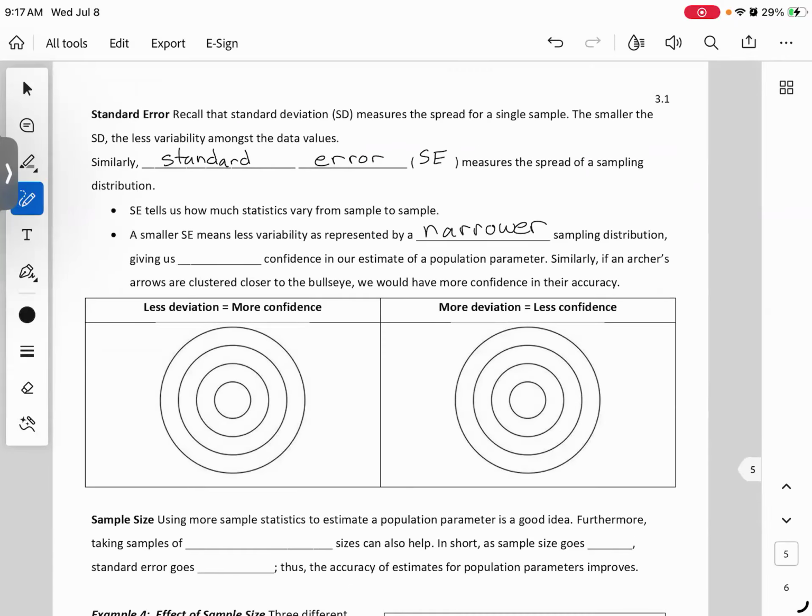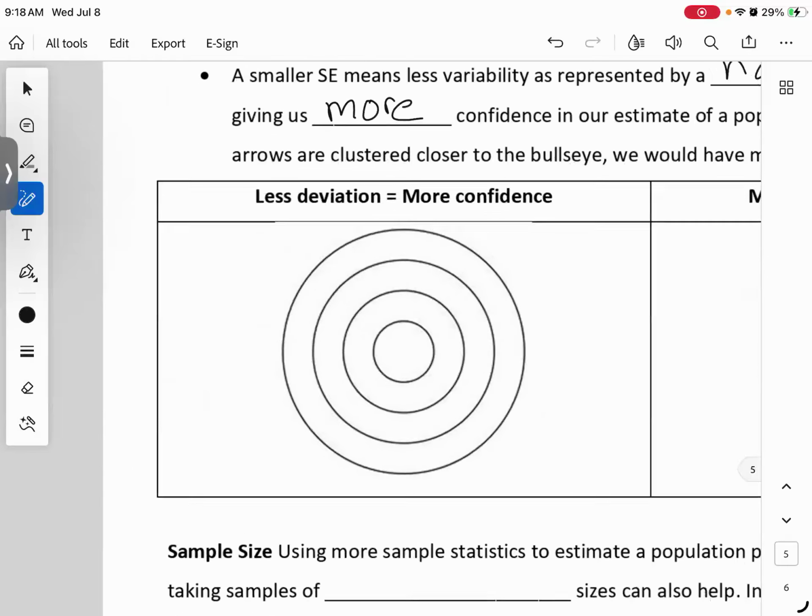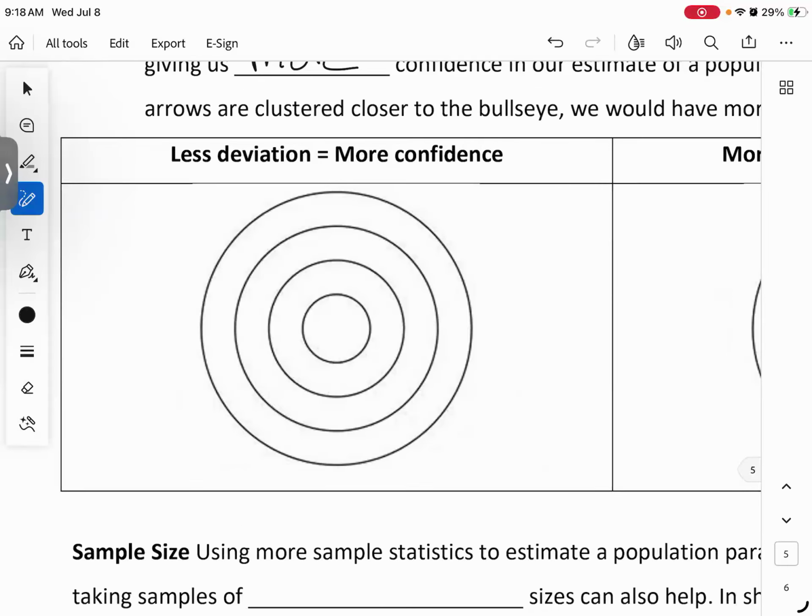So a smaller standard error would mean that things are more packed together, like you'd have a more skinny graph. And the reason why that's considered a good thing is because whenever all the values are guessing about the same number, then we have a smaller window for where we think the actual population parameter is. And so I've always used this as a way to explain, what do you mean that a smaller standard error, where things are more packed together, gives you more confidence?